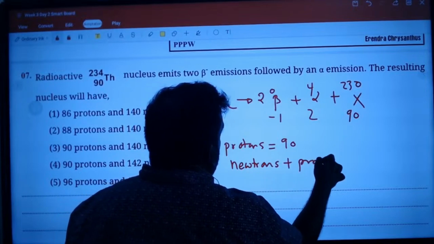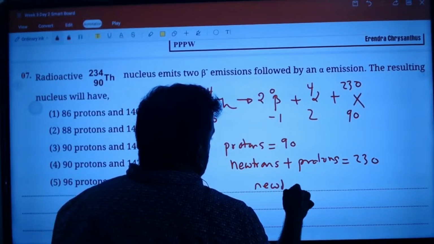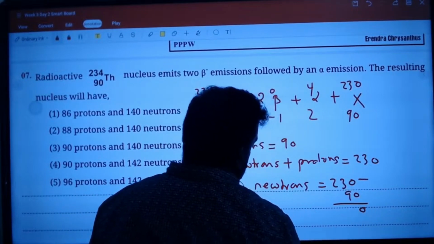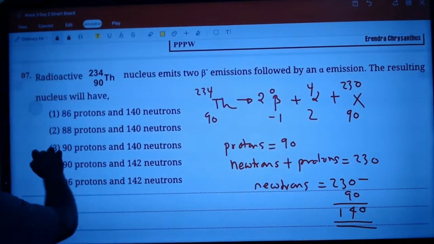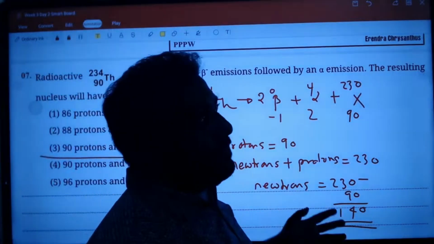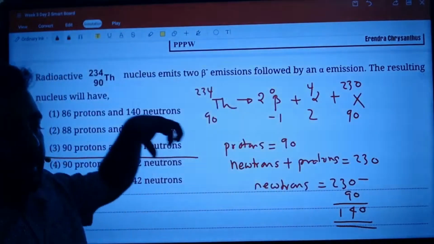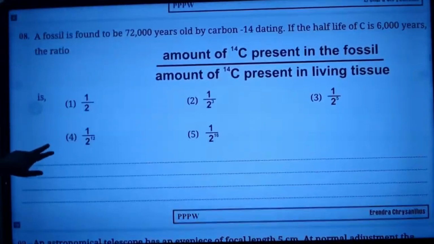Neutrons plus protons are given as 230. So how many neutrons? 230 minus 90, 140. 140 neutrons, 90 protons. Correct answer is answer number 3. Okay, now? So remember, these are very simple work. You can't get this wrong. Guaranteed you will get this correct. So be confident. Guaranteed there are marks. There are a lot of marks that you can take. Right. Moving on to the next one.